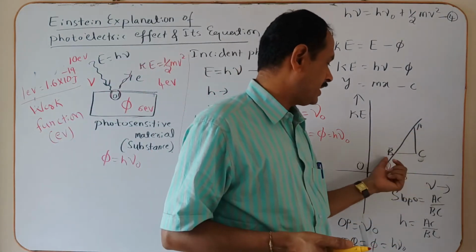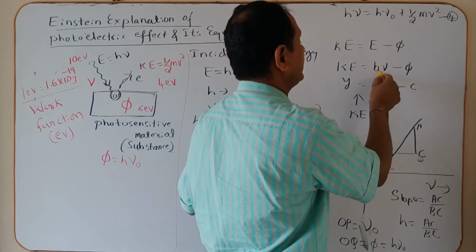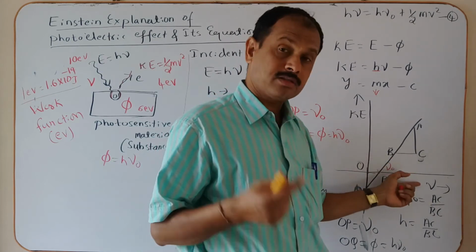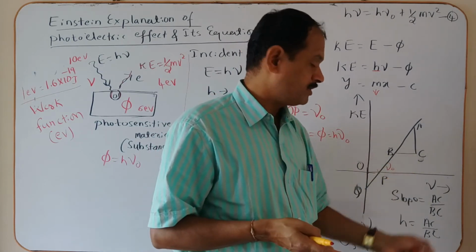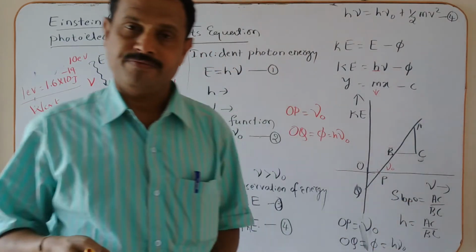Slope is equal to AC by BC. Here m is the slope. The slope of this kinetic energy versus frequency graph, whatever straight line you get, its slope will give the Planck constant, as we said in the experimental study.